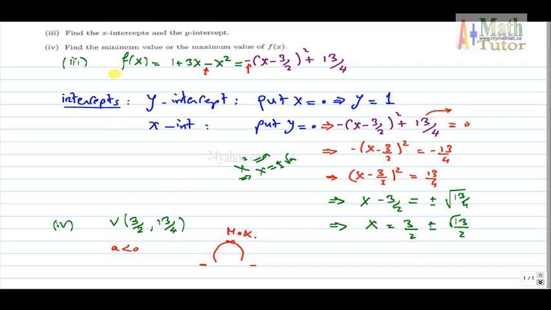So the answer will be, there is a maximum, there is no minimum, and the maximum is my vertex of coordinates 3 over 2 and 13 over 4.